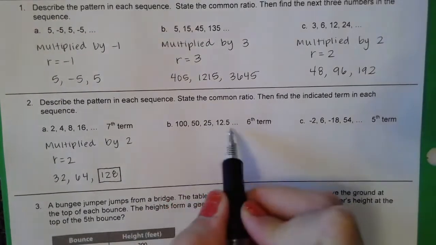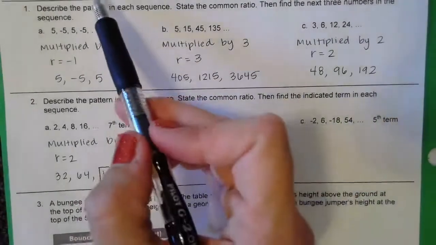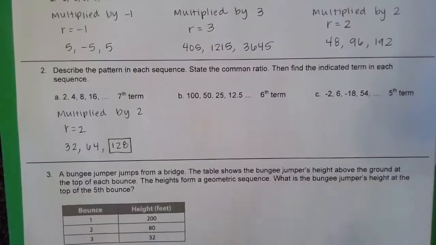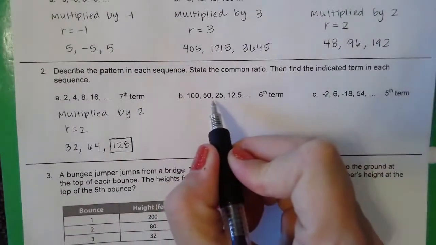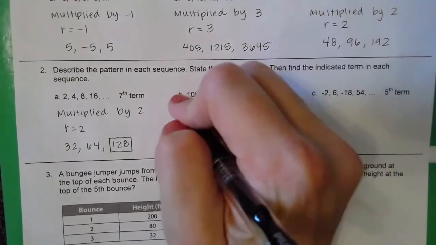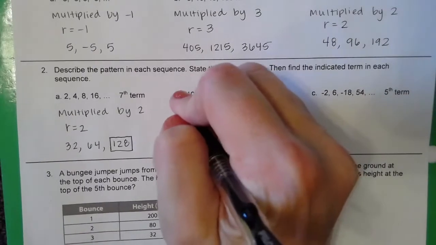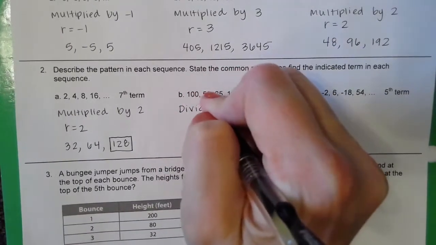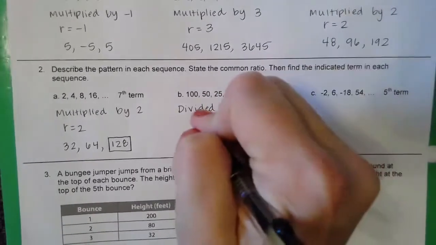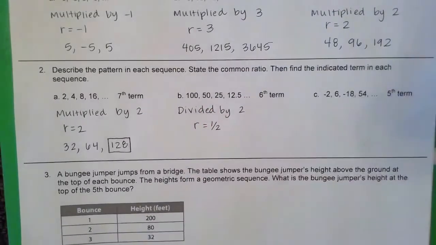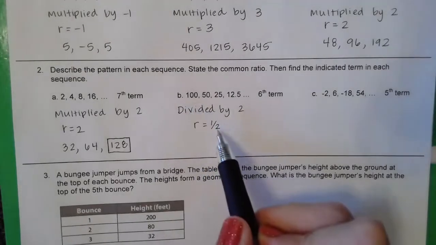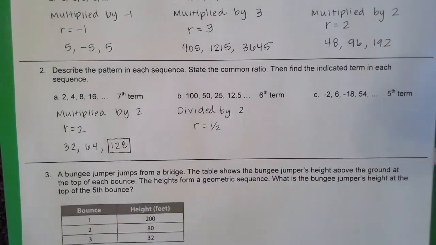Notice on the next one, the numbers are going down. The common ratio is defined as being the number that you multiply by each time to get the next number in the list. So even though these are cutting in half, they're dividing by 2 to get from 100 to 50 to 25, etc. When we describe the pattern, we can say that they're being divided by 2, but when we state the common ratio, it's always the number that you're multiplying by. So when you give the r equals, you have to say it's 1/2, because 100 times 1/2 gives you 50, 50 times 1/2 gives you 25, and so on.